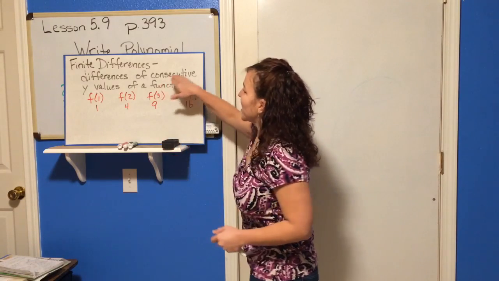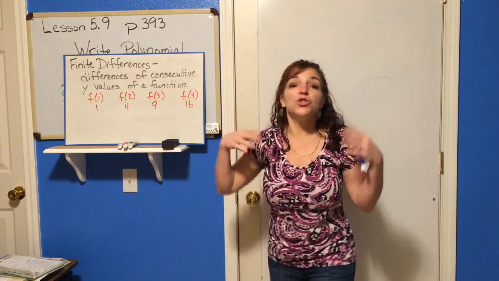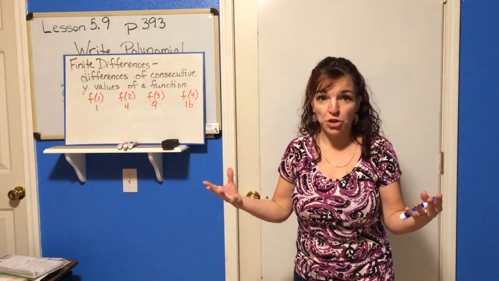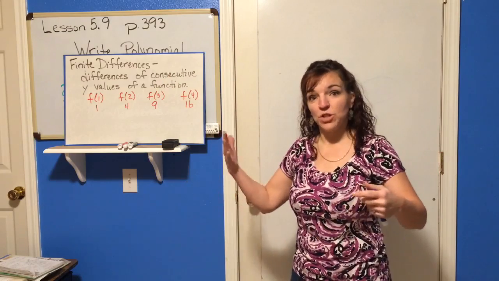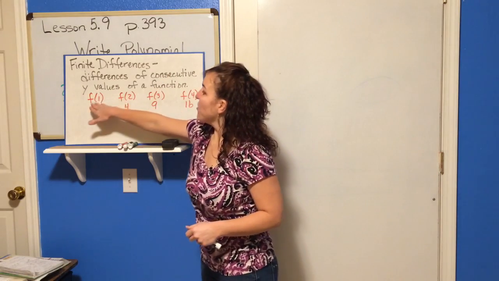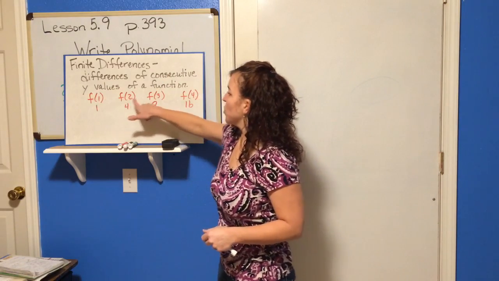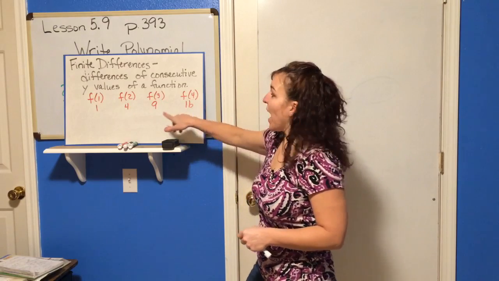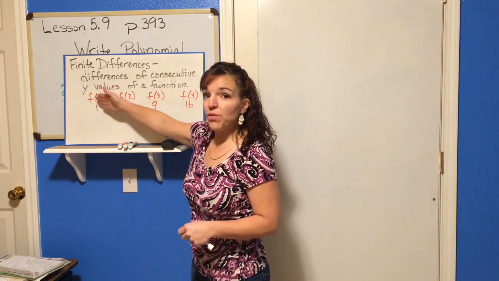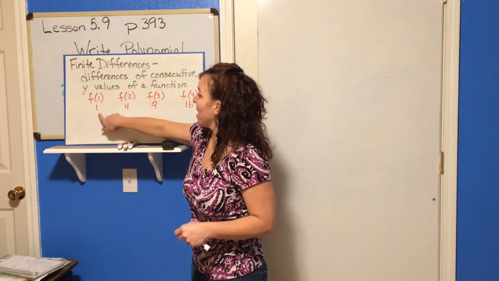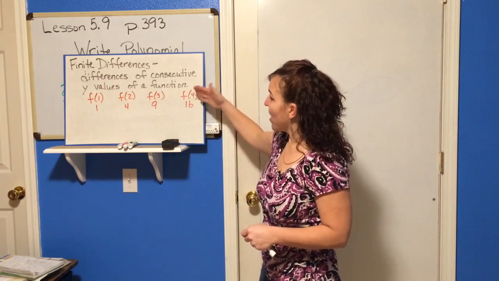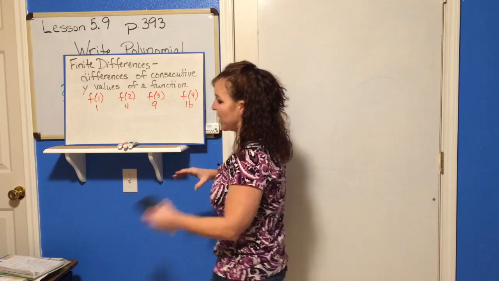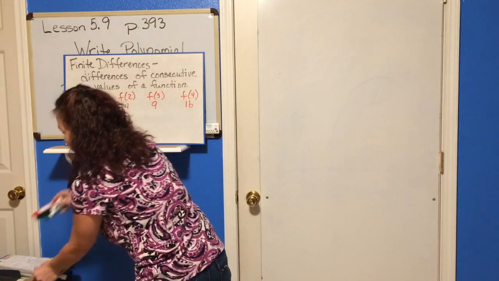So for the consecutive y values, we just choose values to put into your function. It makes sense to just start with 1 because that's going to be easiest. 1, 2, 3, 4, 5. So if I have a function and I put in 1, 2, 3, and 4, when I put those numbers into the function, I get out a 1, a 4, a 9, and a 16.